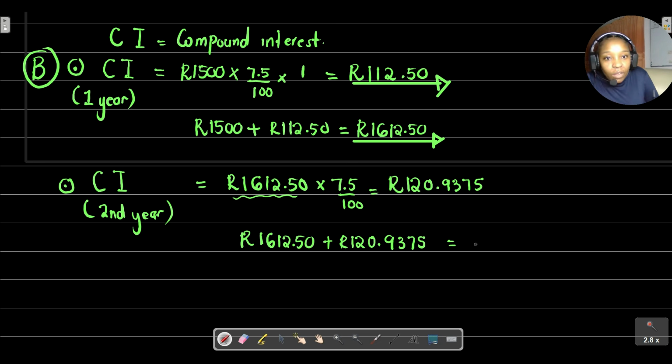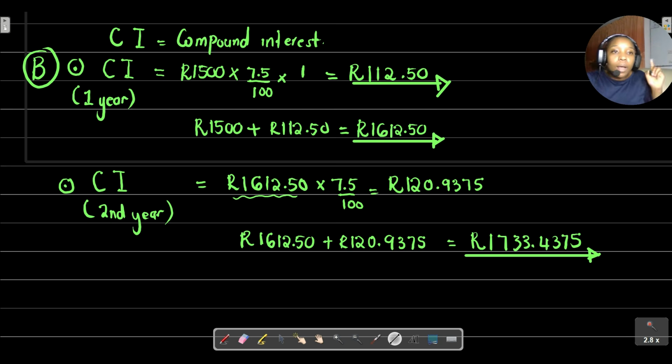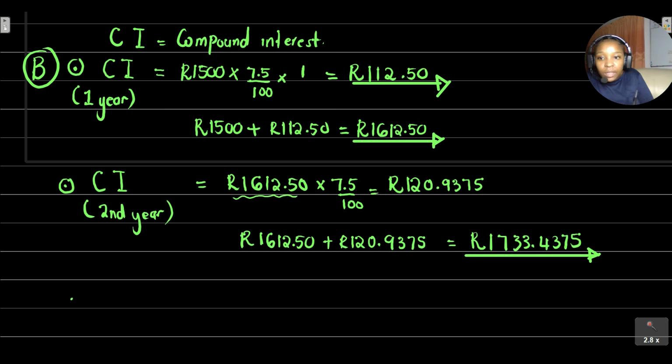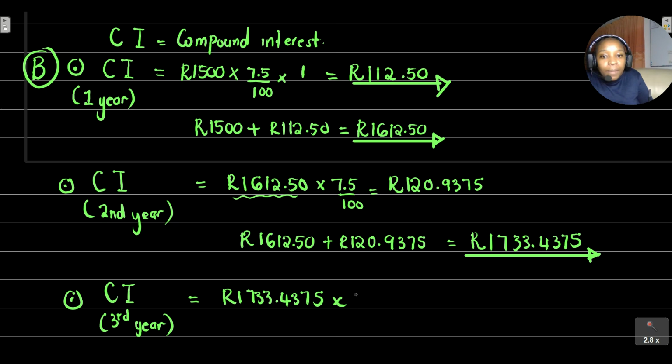We are getting that at the end of the second year, how much you will have in your account is 1,733,4375. This is now the amount that we're going to use to help us calculate the interest that we will get in the third year. So in the third year, to calculate the compound interest, what are we going to do? We are just going to take that 1,733,4375 multiplied by the interest rate of 7.5 over 100.